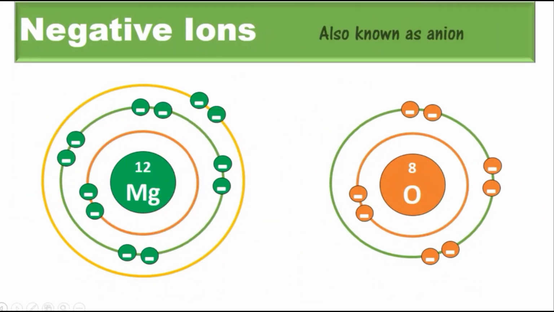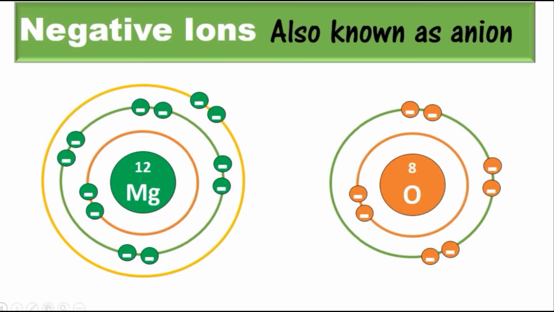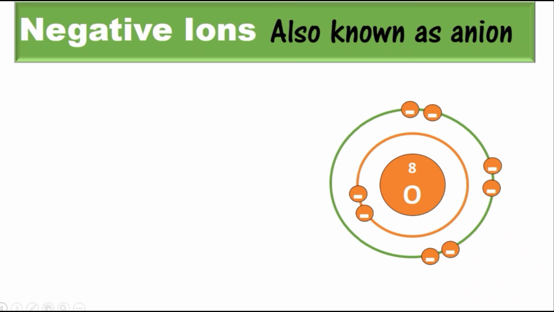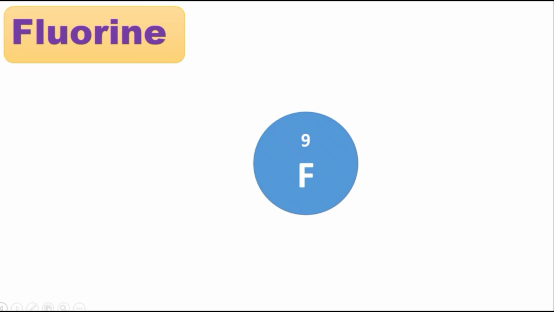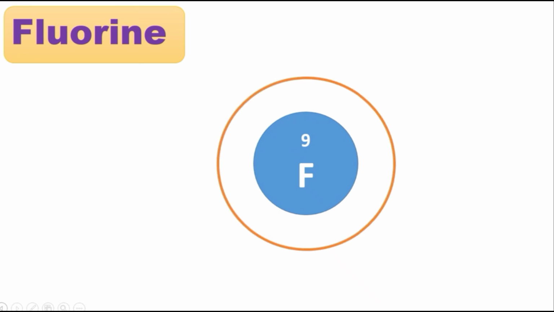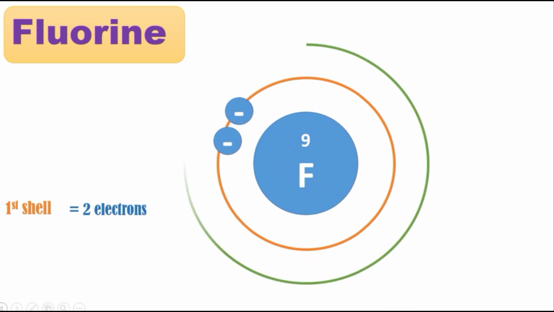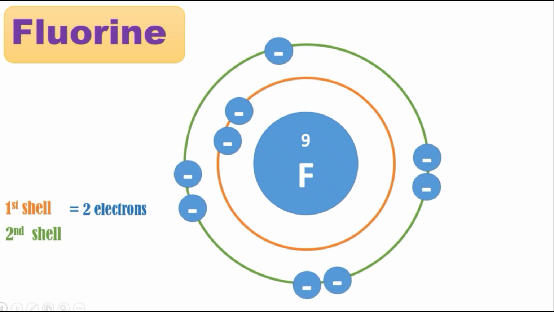Negative ions are also known as anion. They are formed by the gain of one or more electrons. For example, fluorine has an atomic number of 9. In its first shell, it contains 2 electrons. Second shell has 7 electrons and a total of 9 electrons.